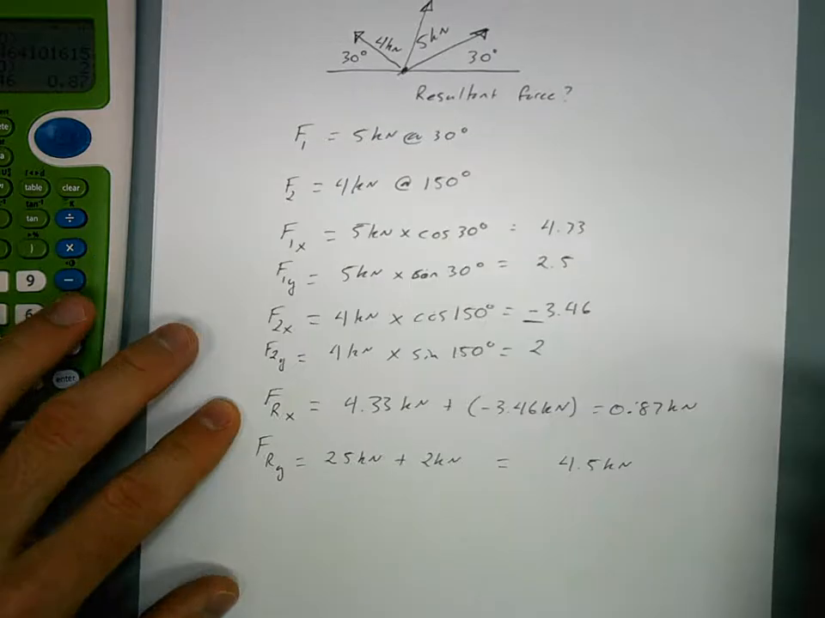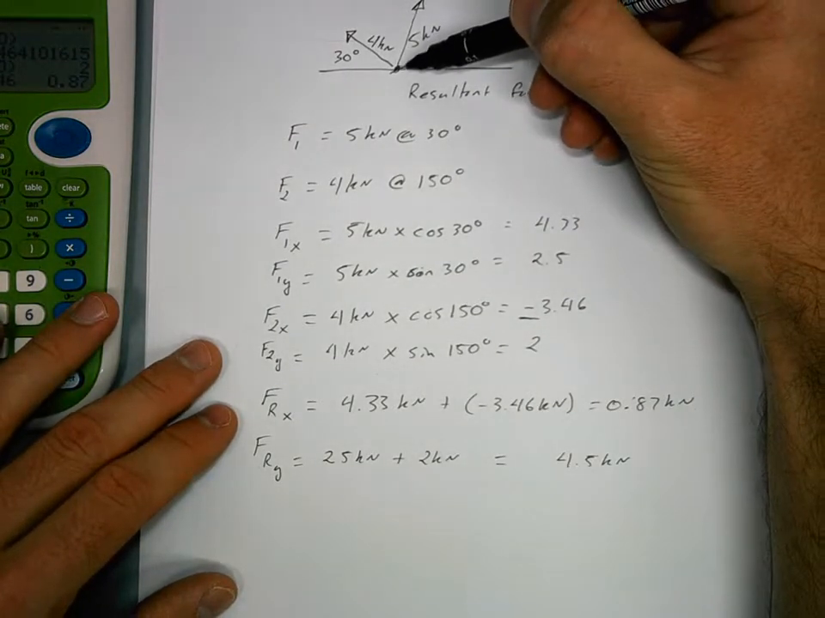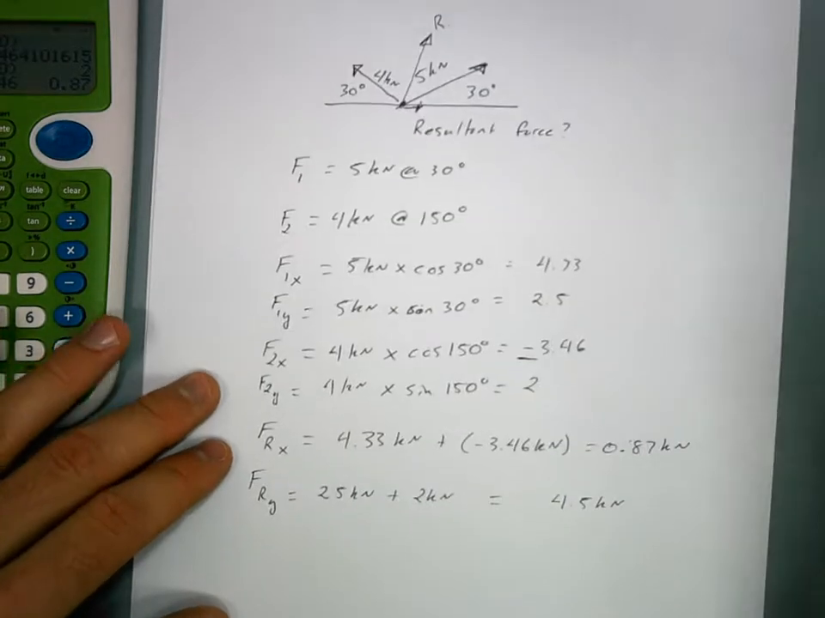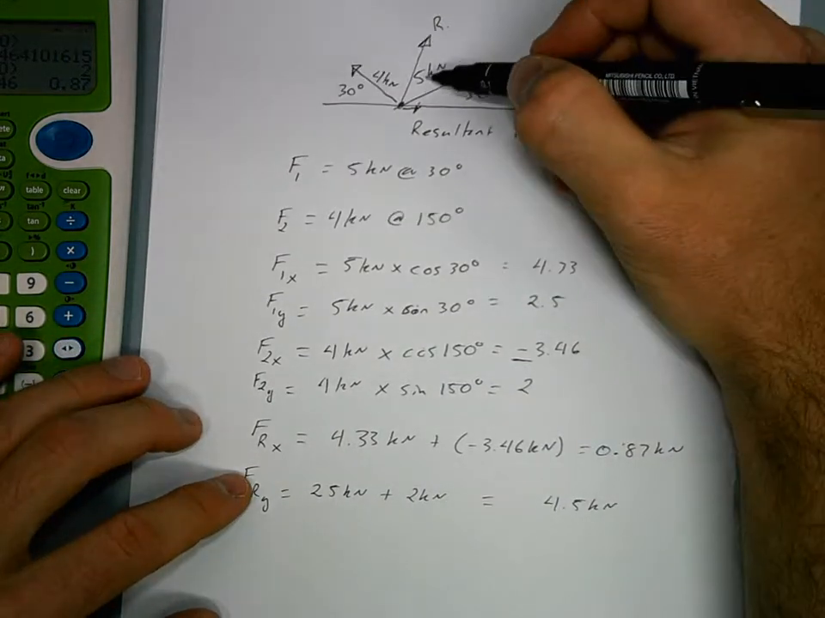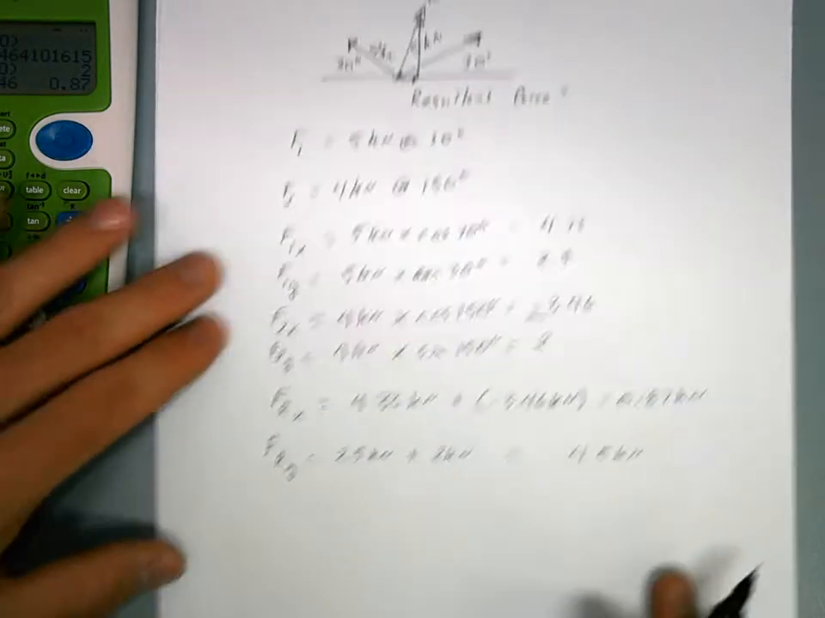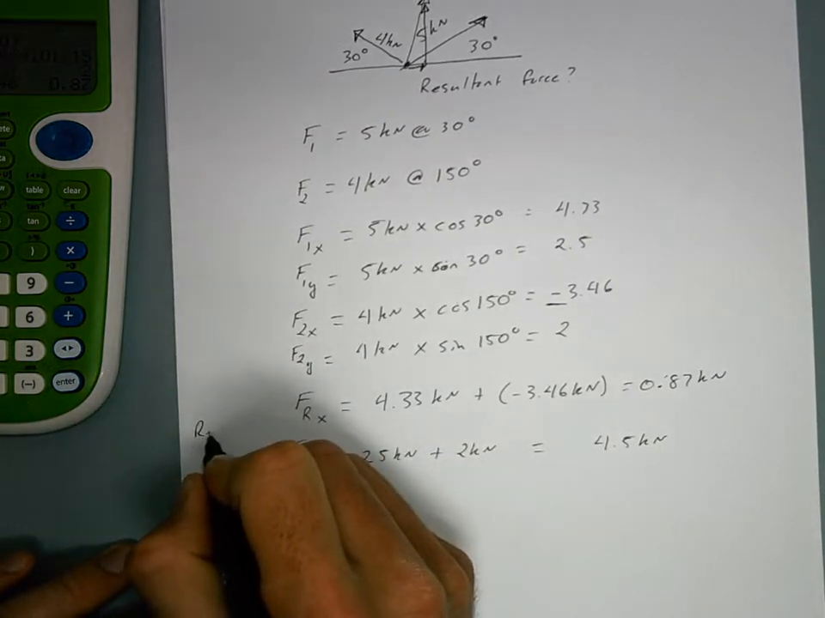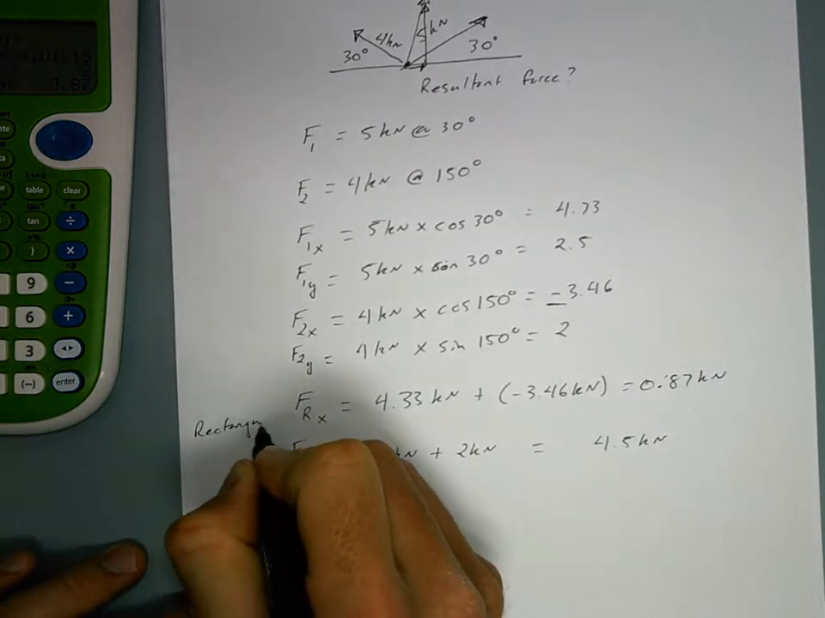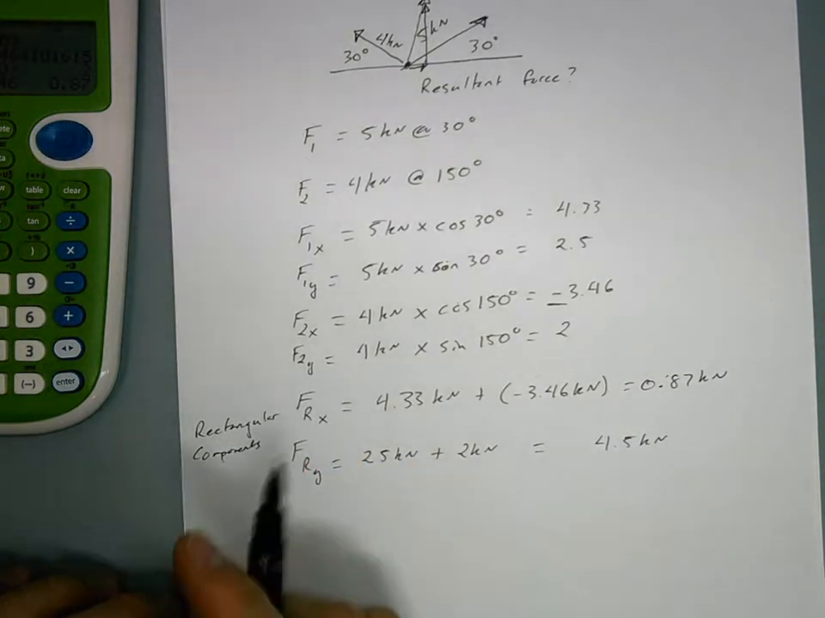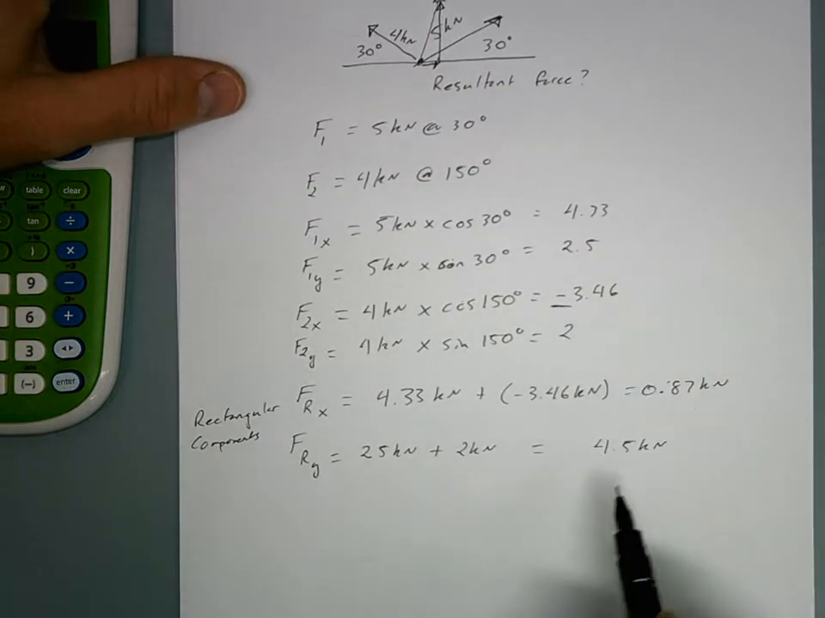So our resultant, if I was to sketch this, it would be 0.87 kilonewtons to the right, so really short vector, and then it would be up 4.5. So you can see I've got it pretty close by estimation. Now let's convert the rectangular, so these are the rectangular components. Let's convert that into a single resultant vector.